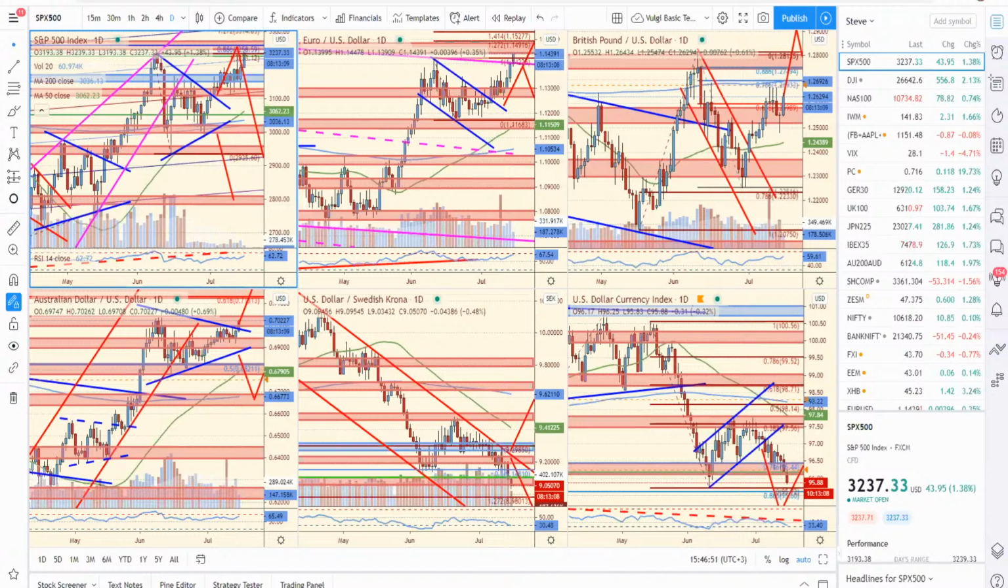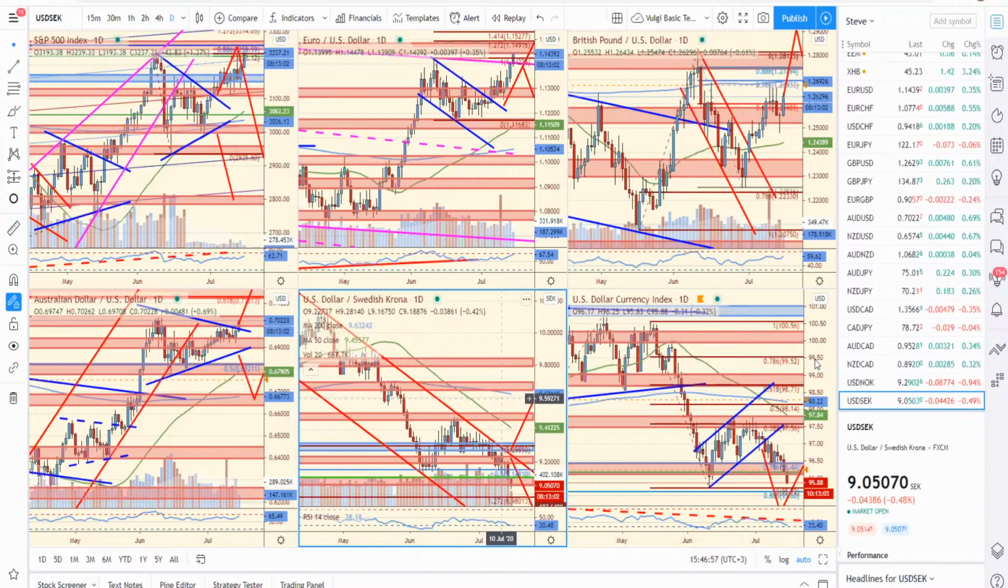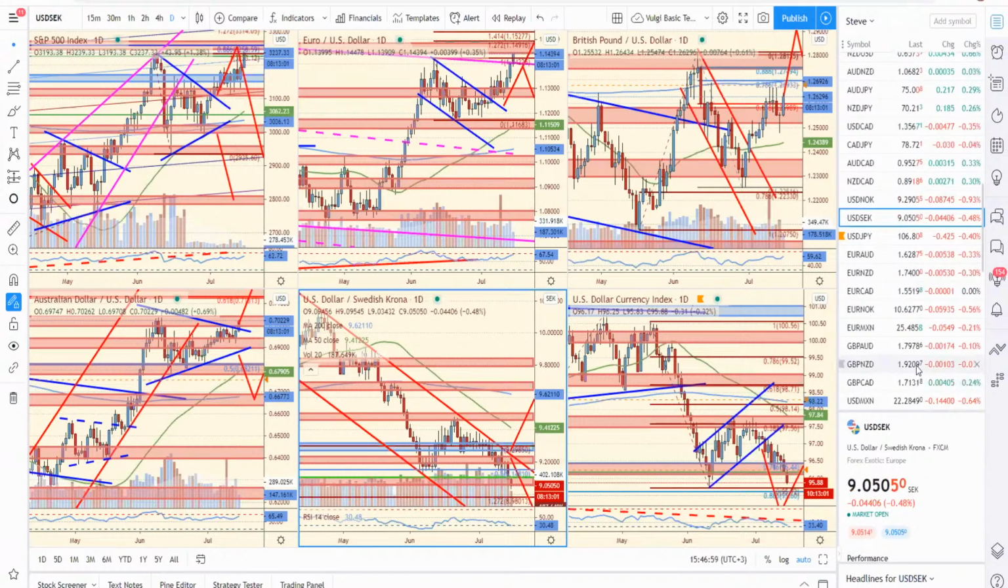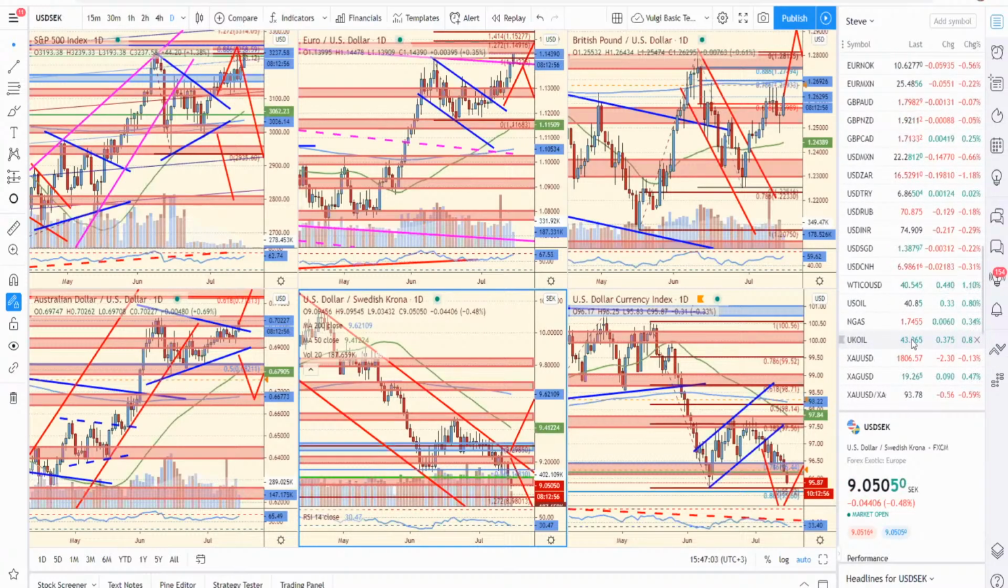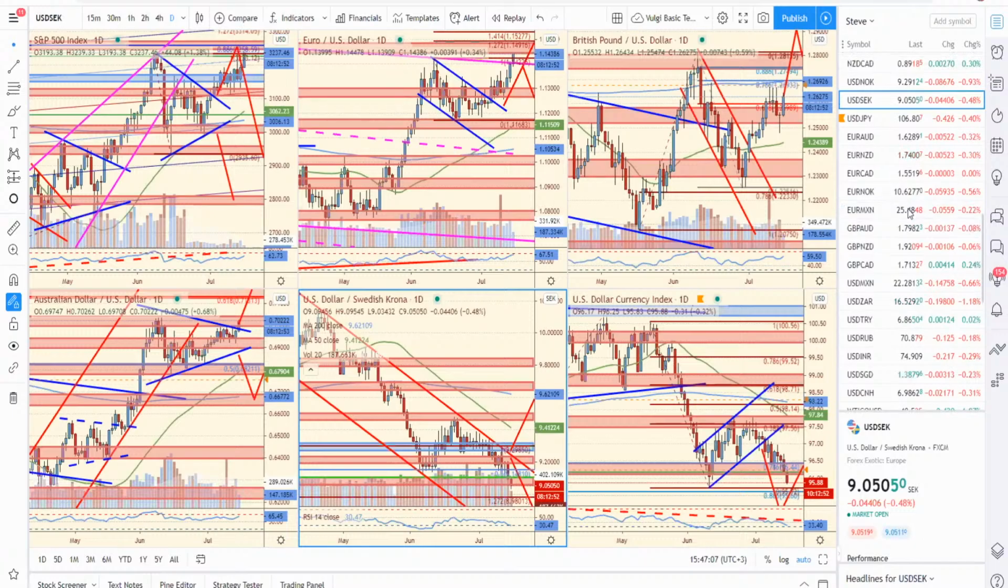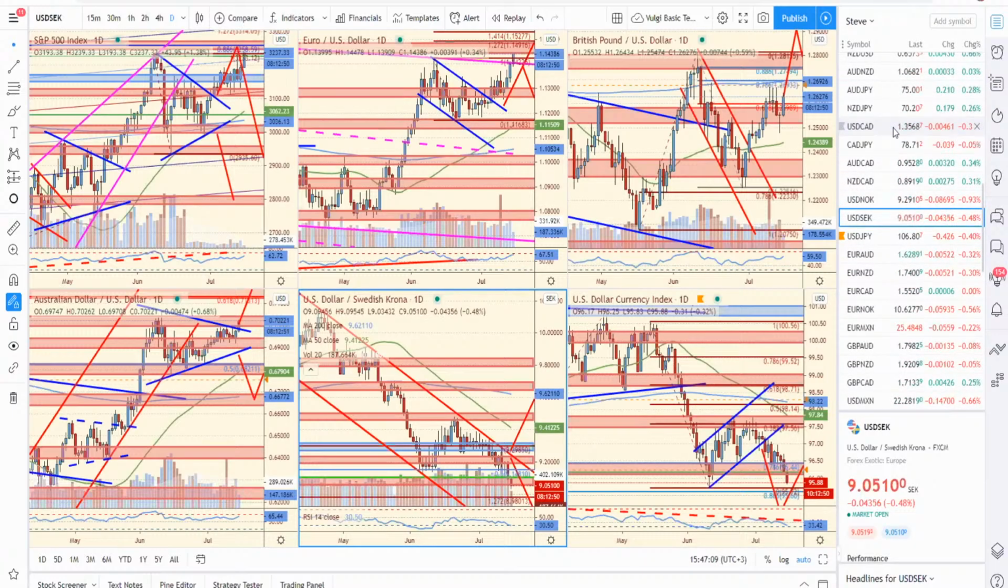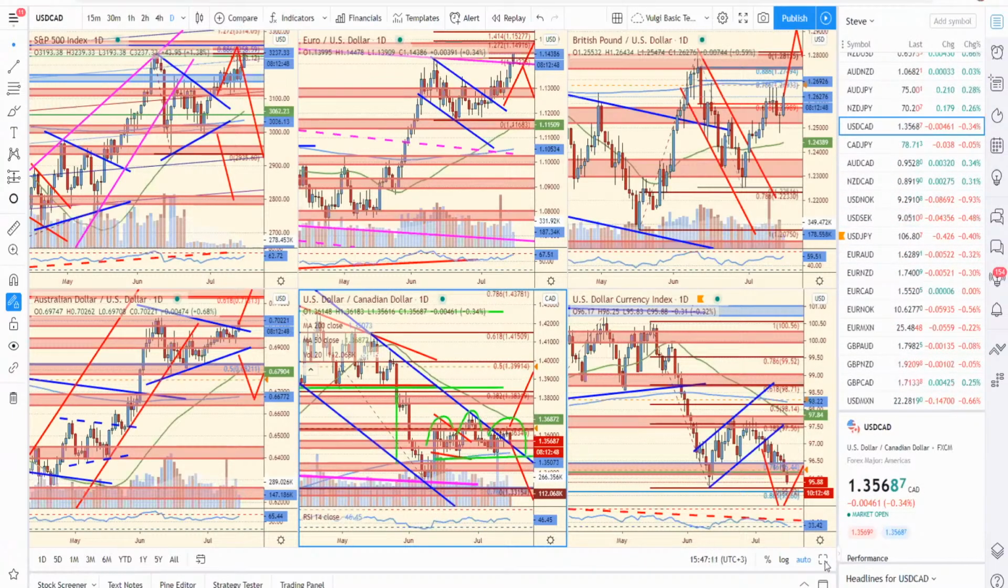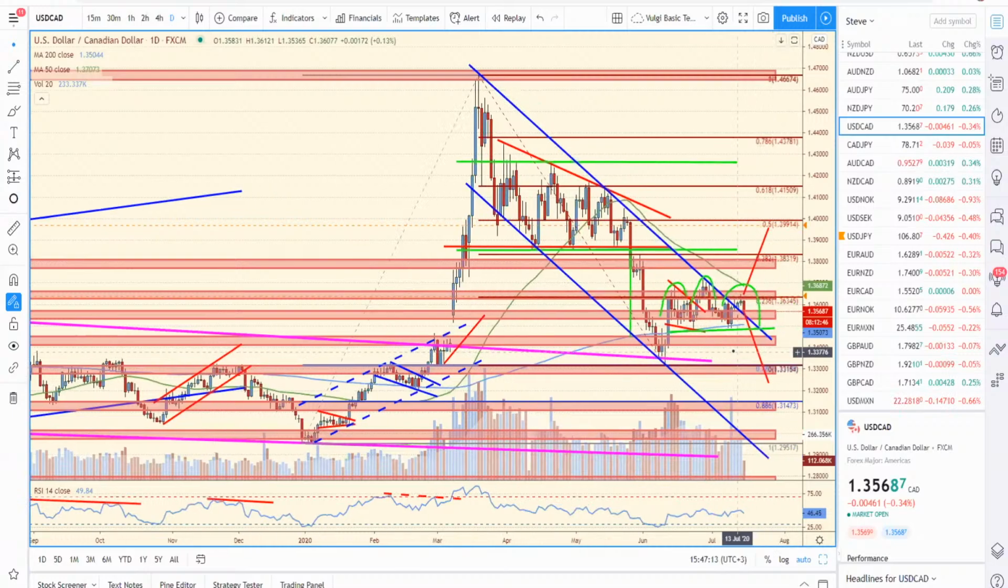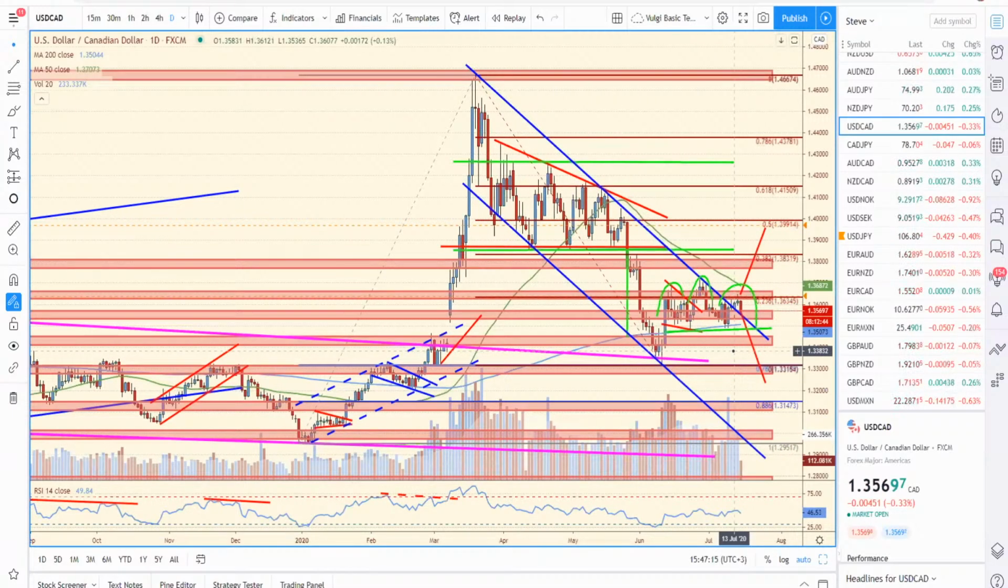CAD equals oil. The oil is up. Why the CAD is not up? Actually, first of all, crude oil is part of the Canadian economy. Yes, there is no question about that. But that's not all about it. I mean, the Canadian economy is not all about oil. It's not the Saudis, right?